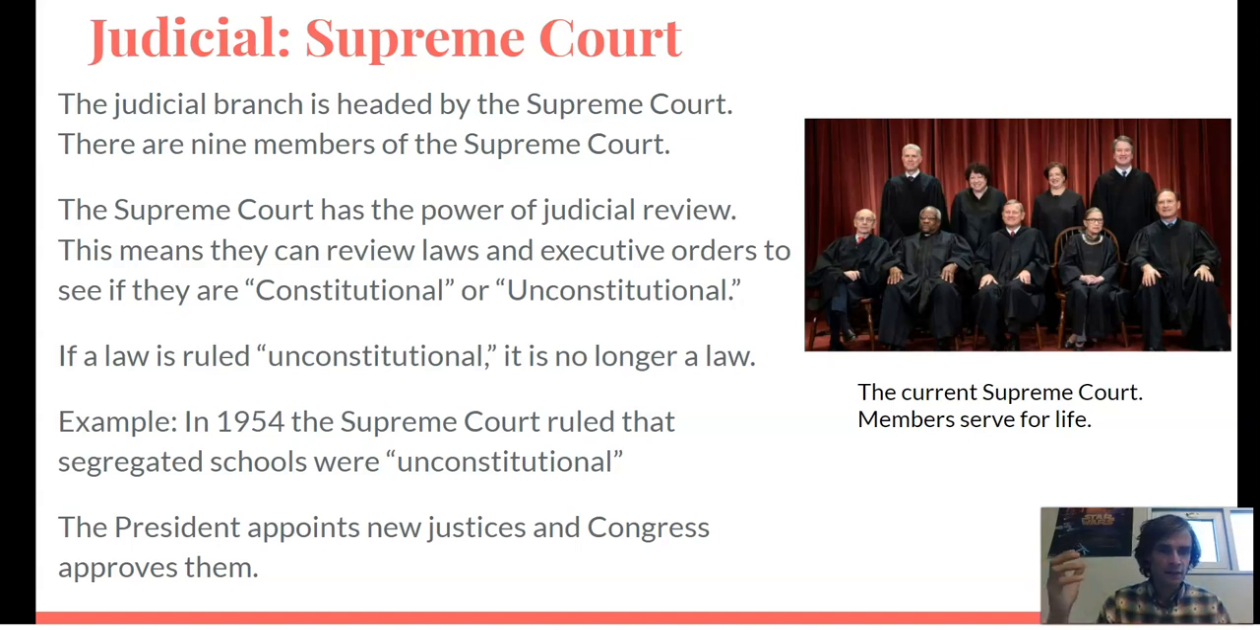The president has the power to appoint new Supreme Court justices, and then Congress must approve them. Up here in the top left, you can see this guy right here. His name is Neil Gorsuch. He was appointed to the Supreme Court by President Trump, and he's actually from Colorado. So he was a judge in the state of Colorado, and now he is on the Supreme Court. He's one of the most recent justices to be appointed.